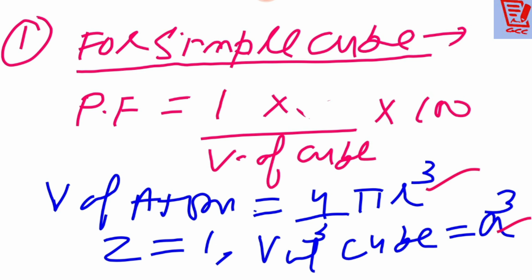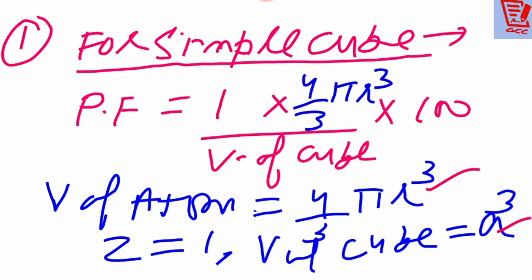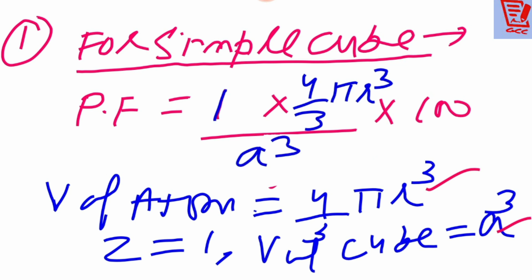And in the same way, the volume of the atom is 4 by 3 pi r cube. Is that clear to you? Now after that, beta, I have to fill in the volume of the cube. All of you please see there: volume of the cube is a cube. So z is 1, 4 by 3 pi r cube, upon a cube, into 100.